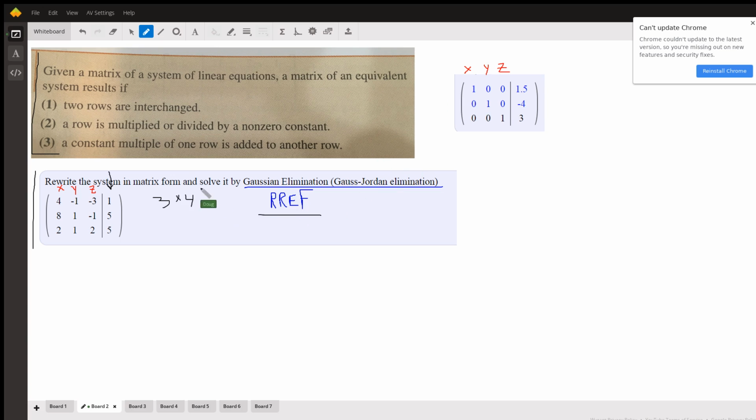Okay, and our goal is to perform these operations on the starting matrix and make it look like this. If we do that, then we have the value of x here because 1x plus 0y plus 0z equals 1.5. So x equals 1.5, which is what we got. This would be y, and this would be z. Question is, what's the technique for getting from here to here?